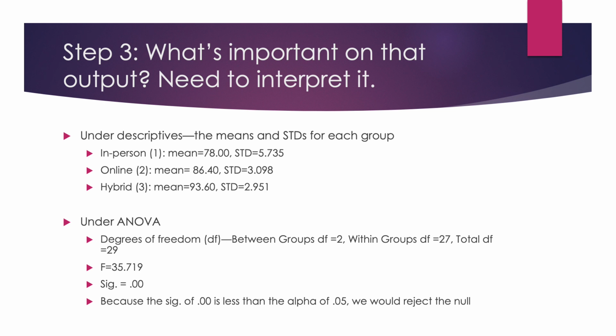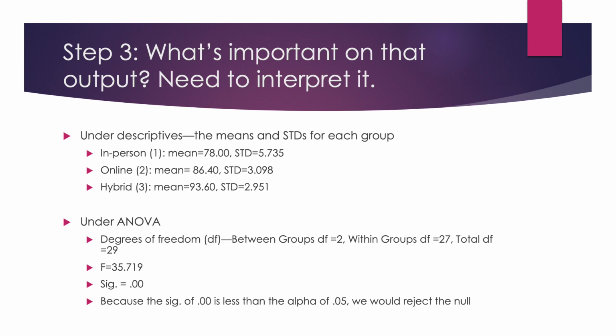So if you look at our descriptives, the means and standard deviations for each group are what's important. In-person instruction had a mean score of 78.0 with a standard deviation of 5.735. Online instruction had a mean score of 86.40 with a standard deviation of 3.098. And hybrid instruction had a mean score of 93.60 with a standard deviation of 2.951.